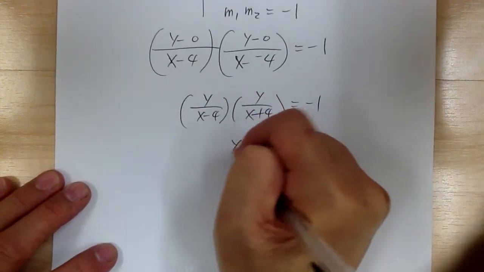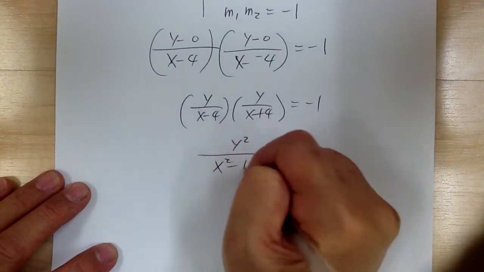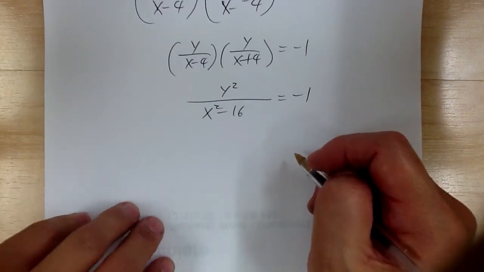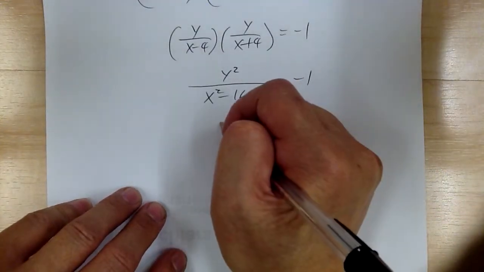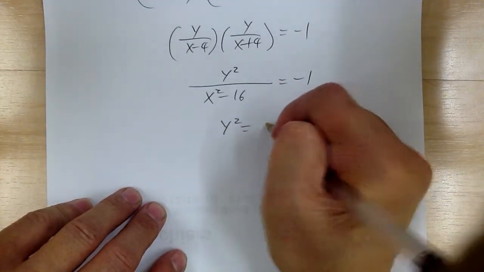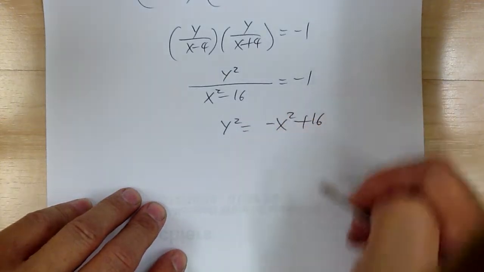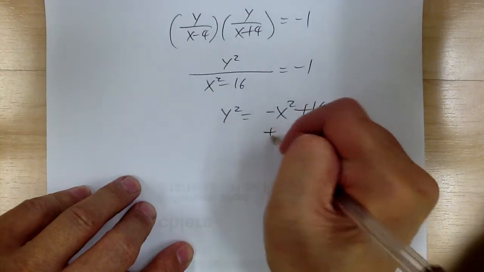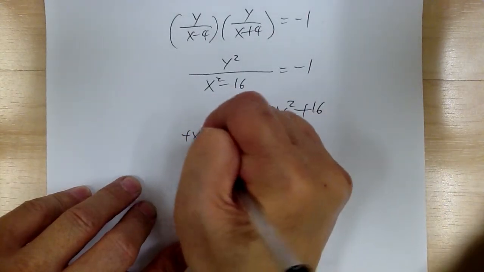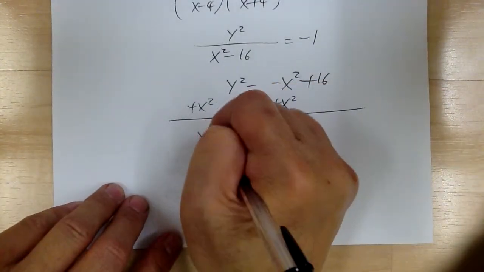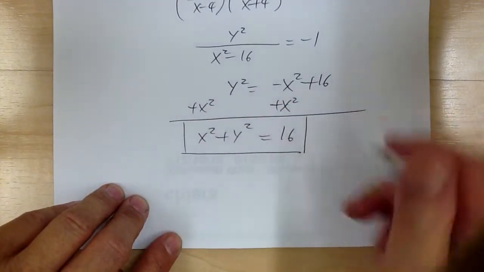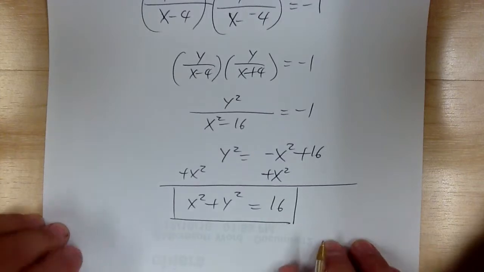Go and multiply out, you get y squared over x squared minus 16. Okay, cross multiply. So you're going to get y squared equal to negative x squared plus 16. And I'm going to move this to the left side. So plus x squared, plus x squared. So you get x squared plus y squared equal to 16. Okay, let's go to the next one.